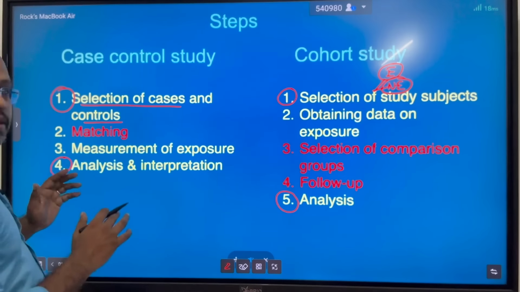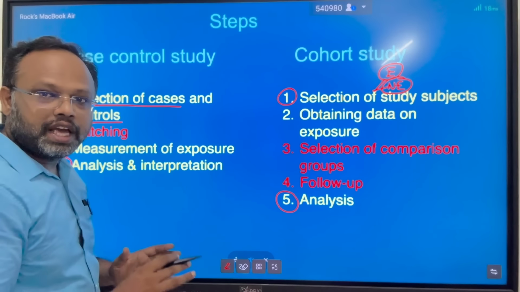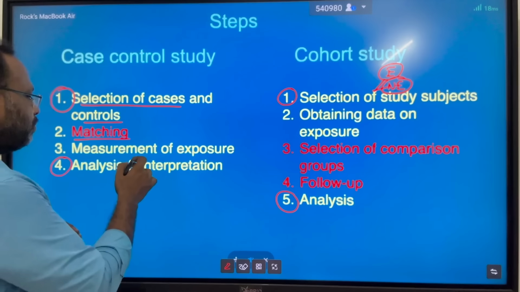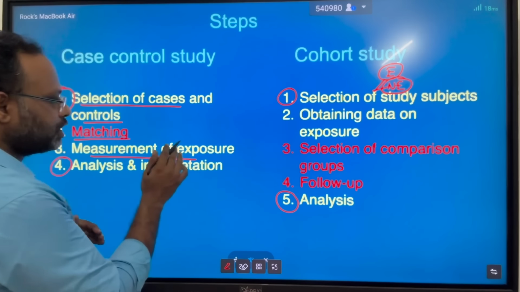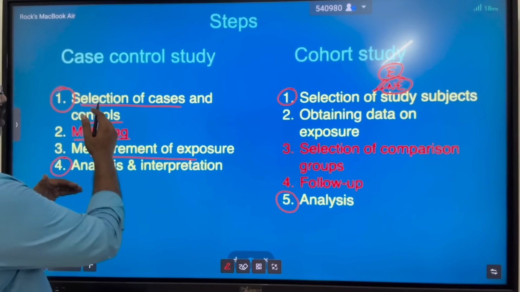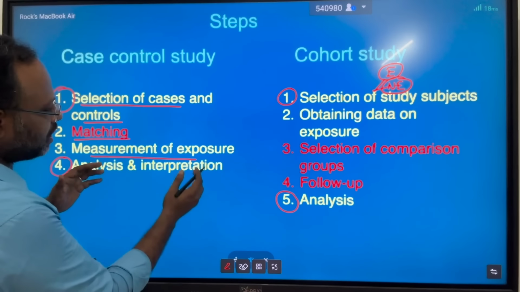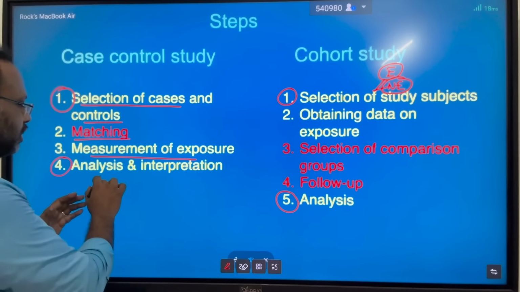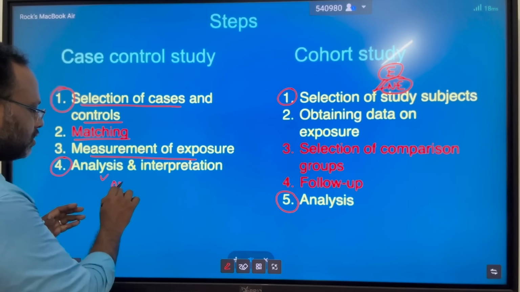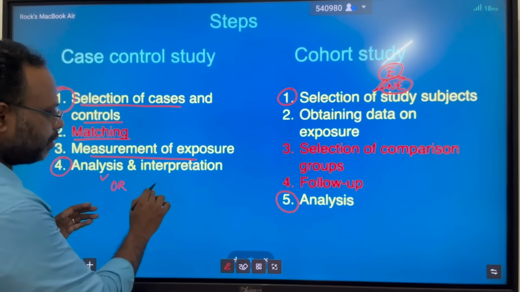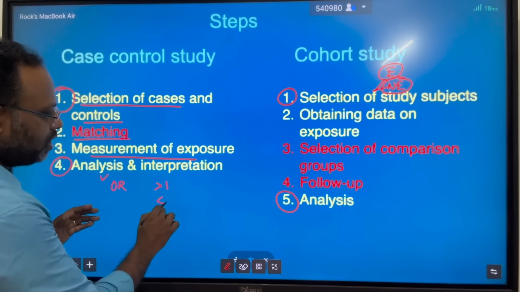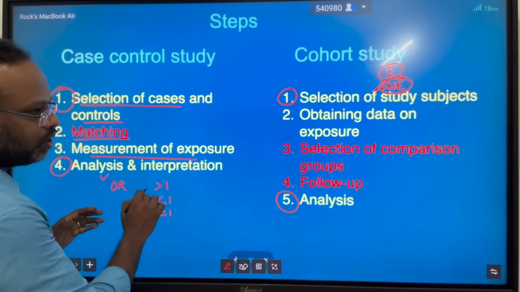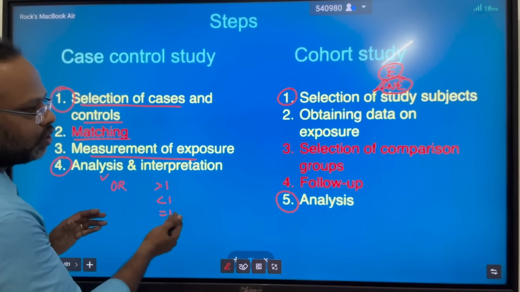Then the second step is the most important step in case control study, that is called as matching. And the third step will be the measurement of the exposure among the cases and controls. After matching, you get the controls, then you look for the exposure among the cases and controls, then you do your analysis. Here odds ratio will be the parameter and interpretation will be based on greater than 1, less than 1 and equal to 1: greater than 1 positive association, less than 1 negative association, equal to 1 no association.